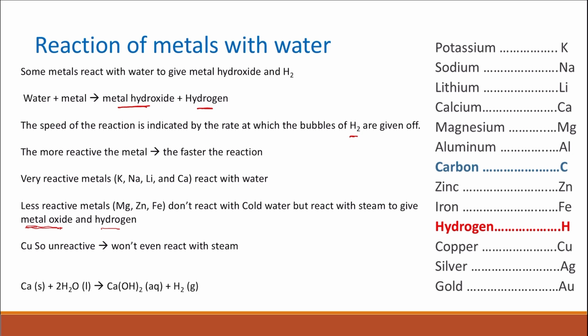When you write the equation again, remember to put the state symbols. Calcium, which is one of the reactive metals, reacts with water as a liquid, not with steam here, to give you calcium hydroxide as aqueous plus hydrogen as a gas. And don't forget that we can again test for the hydrogen gas by the squeaky pop sound with the burning splint.